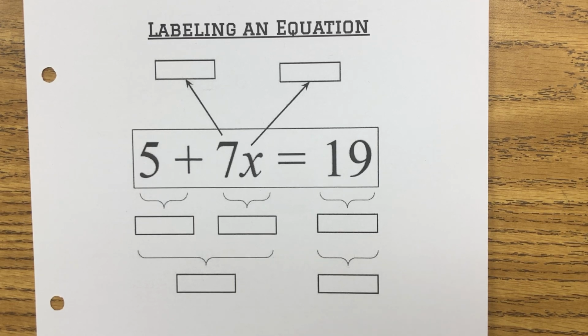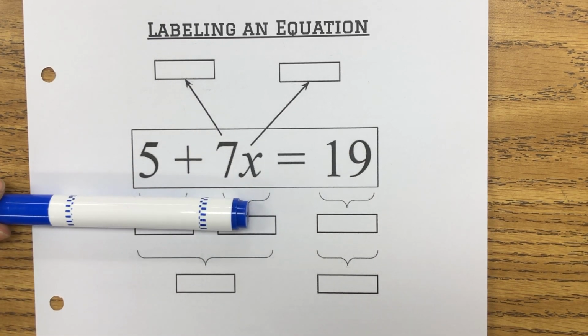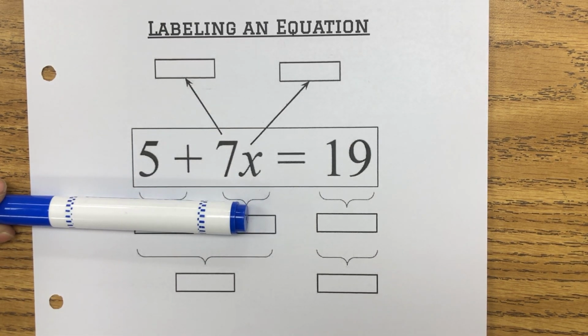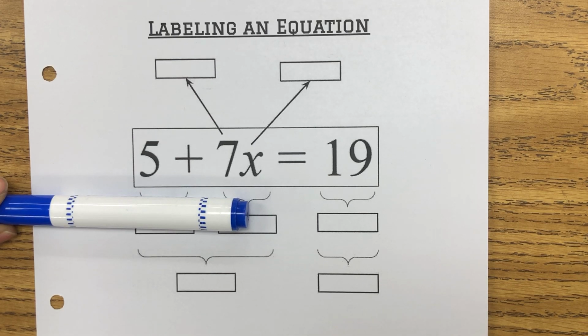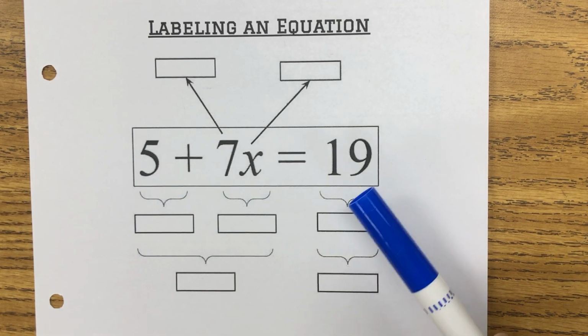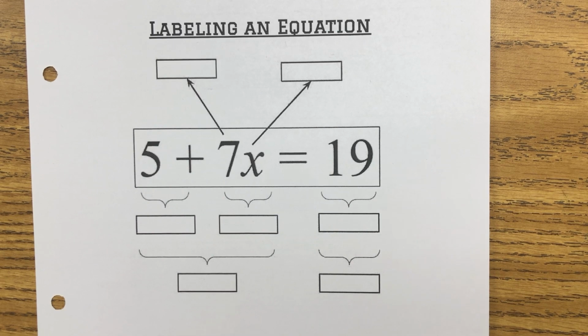An expression is a representation of some type of quantity. An equation is always telling us that two expressions are equal. So we're looking right here at the left side of our equation, which is 5 plus 7x. That is an expression, and our equation is saying that it is equal to 19, which in and of itself is also an expression. So we're going to go ahead and label this.